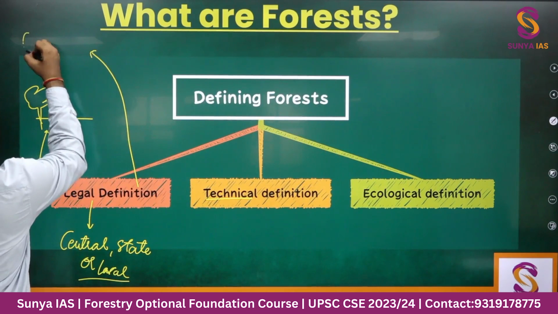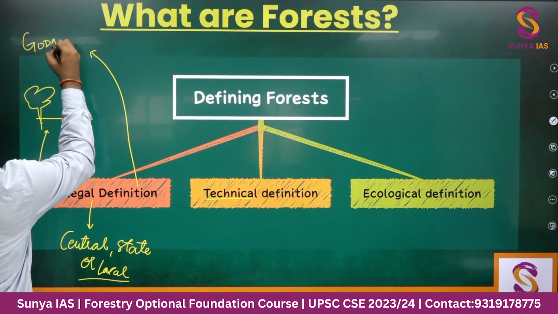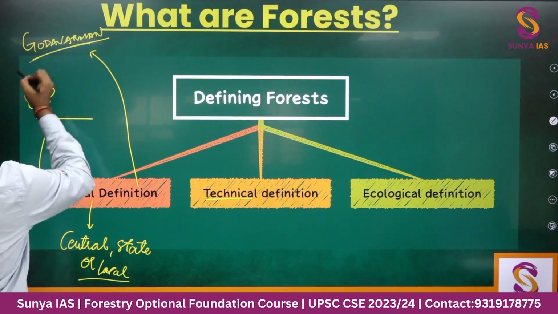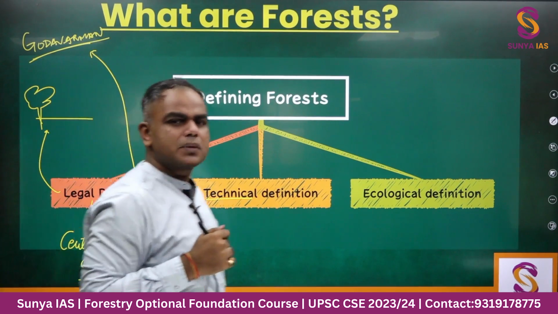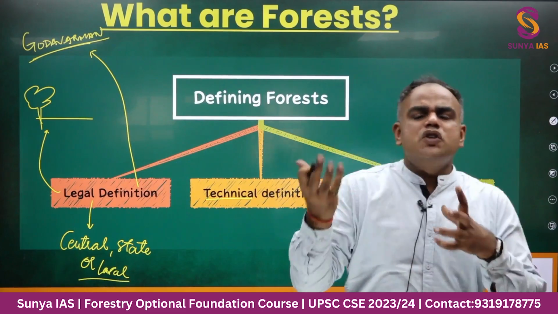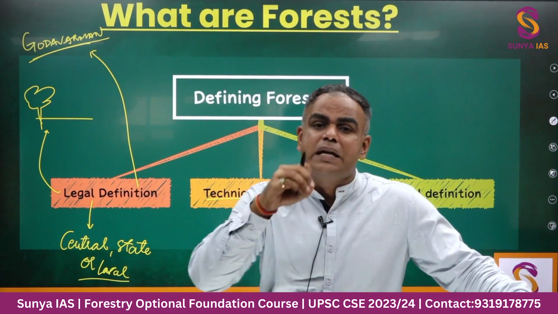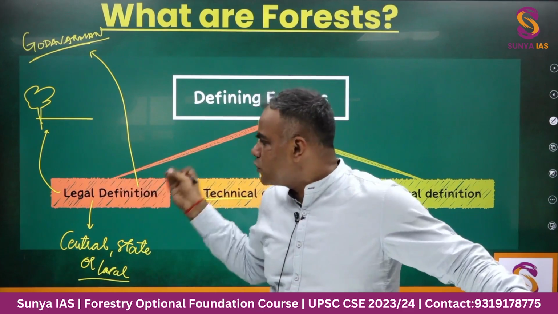There is a famous Godavarman judgment, which is related to the areas of Nilgiris and Western Ghats, and in which there are aspects of compensatory afforestation. What is a forest and what will be deemed to be a forest? So there was a legal tussle.